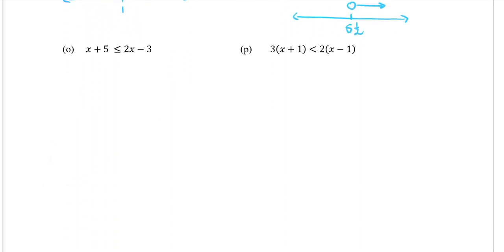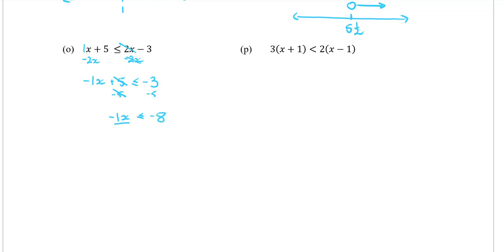O, we have pronumerals on both sides. So if we stick to our rule, we're going to move the 2x over to the left-hand side. And to do that, I have to subtract it. That will get rid of those 2x's. x minus 2x, that's 1 minus 2, that's negative 1x plus 5 is less than or equal to negative 3. Then I'm going to subtract 5. So negative 1x is less than or equal to minus 3 minus 5 is negative 8.